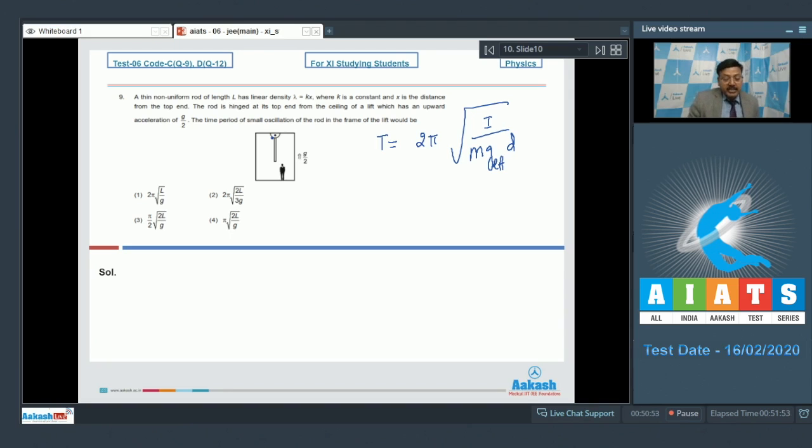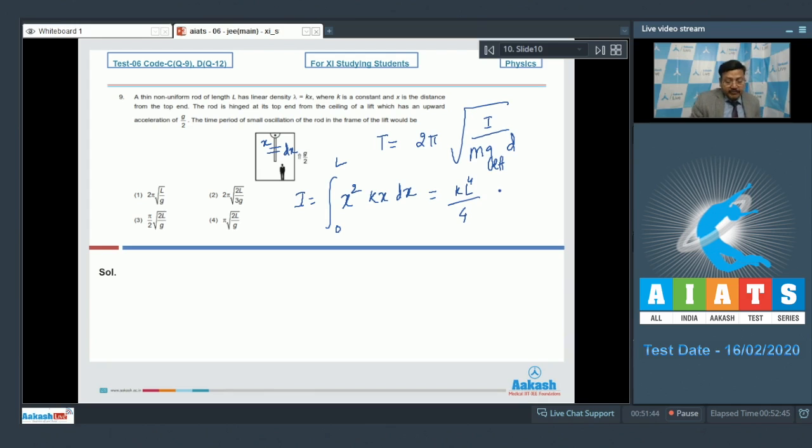All these calculations need to be done. As far as g effective is concerned, g effective will be 3g by 2 because the lift has acceleration g by 2 upward. So let's start with I. I is the integral of r square dm, and r square dm will become x square. dm will be kx dx. That means we are considering x distance from top and taking an element of length dx. This distance is x, and the value of x will go from 0 to L. So this will come out to be equal to kL to the power 4 divided by 4.